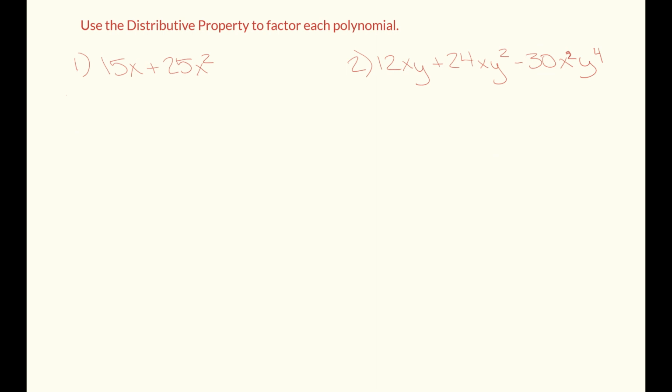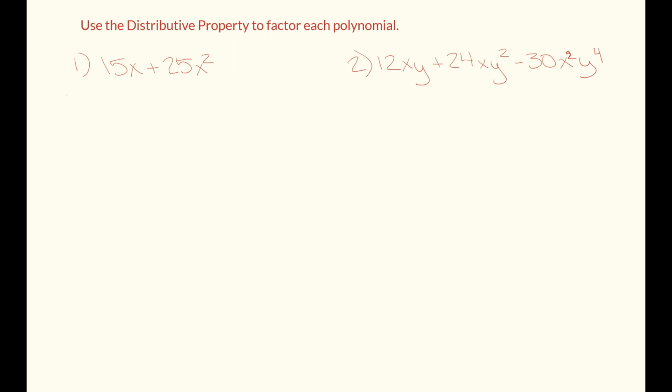So number one, we have to decide what the greatest common factor is of 15x and 25x squared. So 5 can go into both 15 and 25, and both of these have at least one x. So I'm going to take out an x. Now I can't write x squared because the 15x only has one x. So that is what I can factor out.